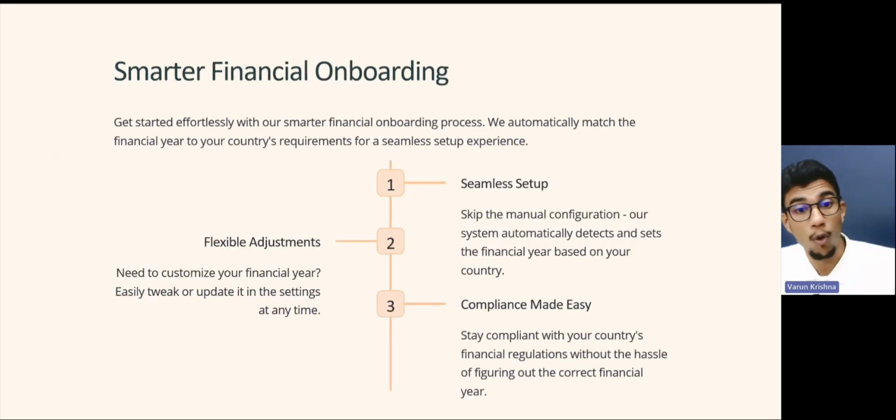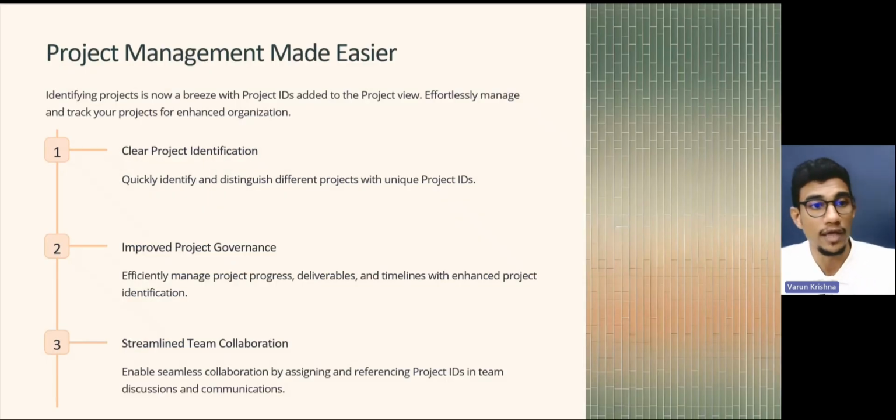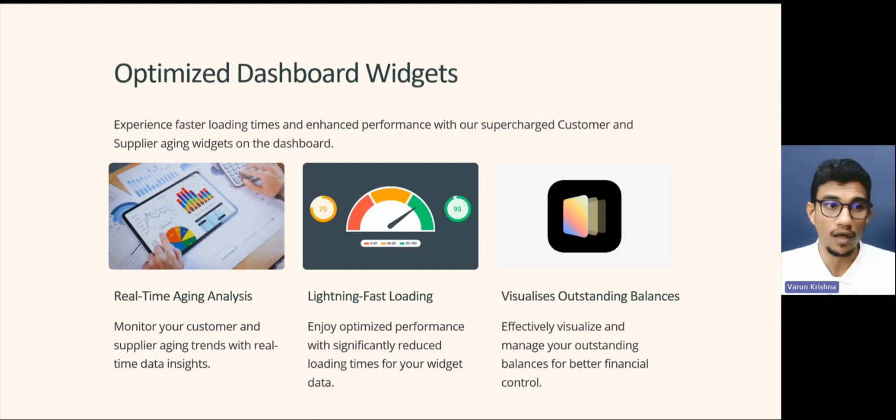Then smarter financial onboarding, where the system will be directly fetching the details of your financial year with respect to the country associated to the country in which your workspace was created. Then enhanced customer payment view with regards to the pro forma invoice details. A reference will be available there. Then the name and the project ID is being fixed together right now in the project view page. And then the dashboard has been optimized into a greater speed.